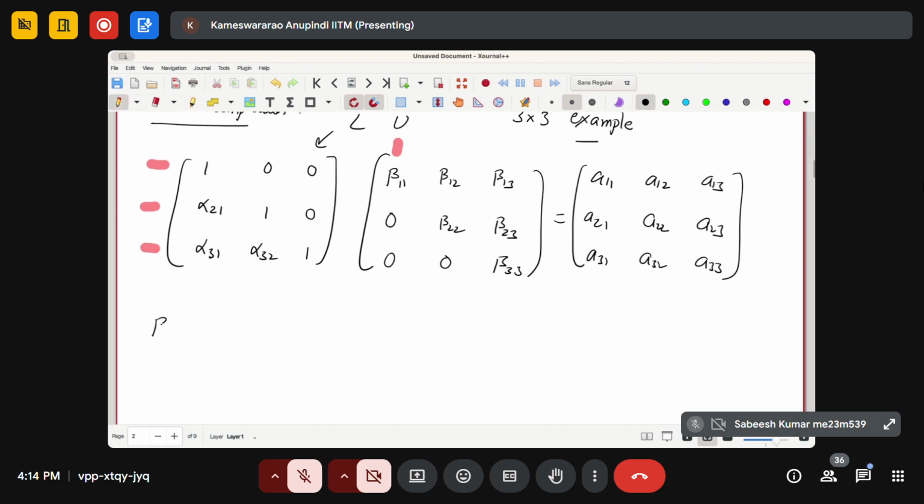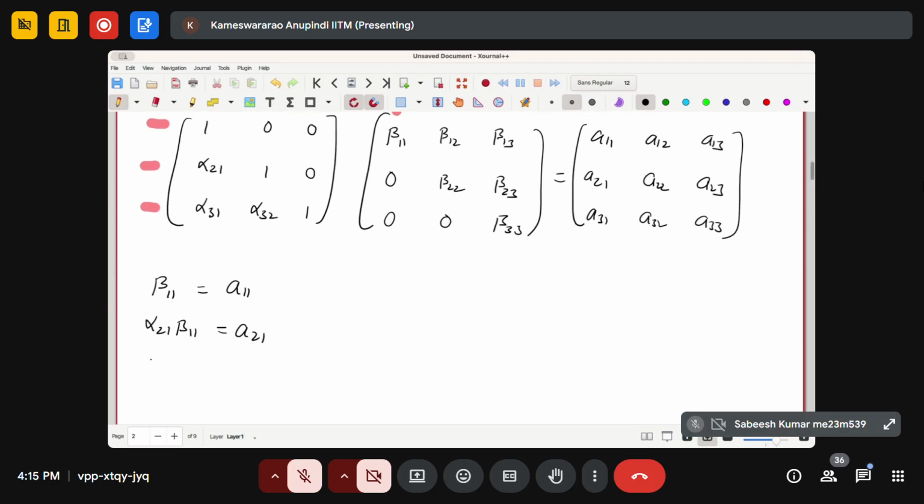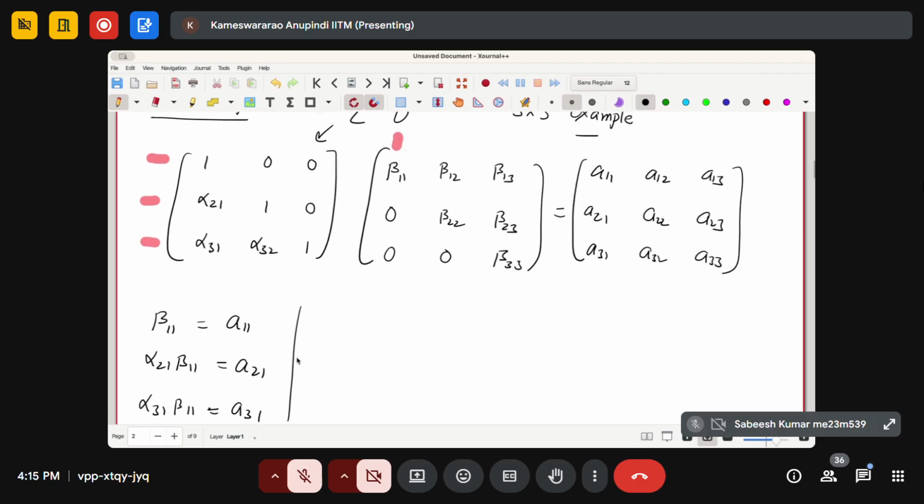That's going to give me beta 11 times 1 times 0 times 0, which equals A11, right? Then the second row multiplied with the first column is going to give me alpha 21 beta 11 plus 1 times 0 equals A21. Similarly, the third row with the first column gives alpha 31 beta 11 equals A31. Okay, that's what we have. Now, similarly, let me multiply all three rows with the second column.